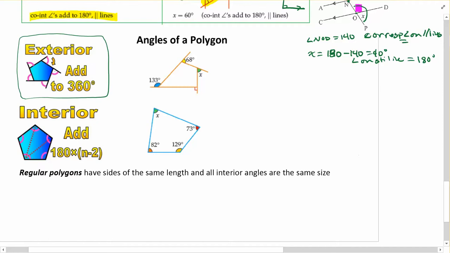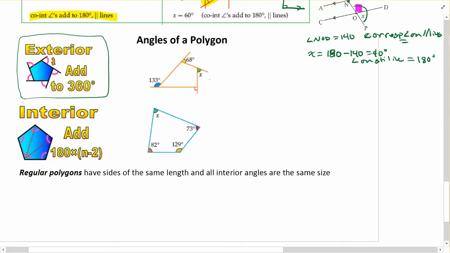And if you want to think about it, how many degrees do you have to use to get around a circle back to where you started from? 360. So even if you have a crazy nonagon in there, you're still going to go 360 degrees to get back where you started from. So exterior angles will always add to 360.